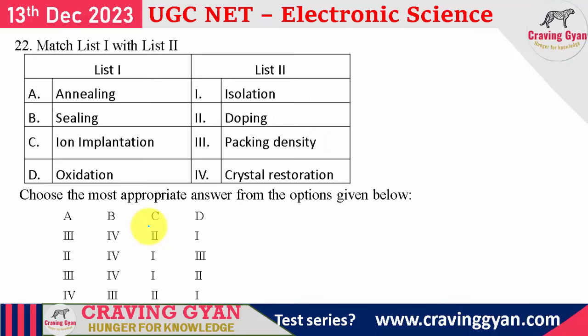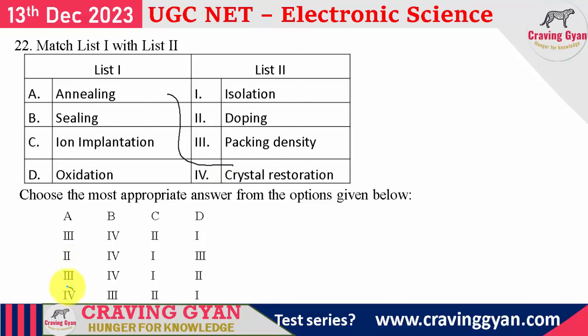The minimum noise that is allowed, or the minimum fluctuation that is being allowed, is referred to as noise margin. See, in fabrication, you'll be having crystalline and non-crystalline. Two variants are there: one is annealing and the second one is quenching. In the case of quenching, it is fast cooling. In the case of annealing, it is slow cooling. So if you are doing annealing, crystal restoration is possible.